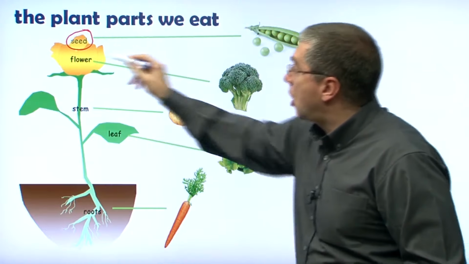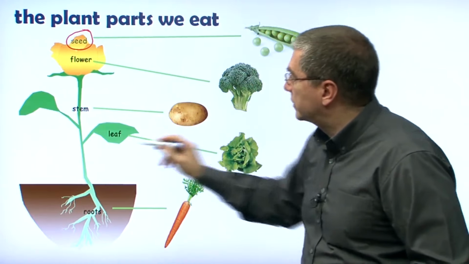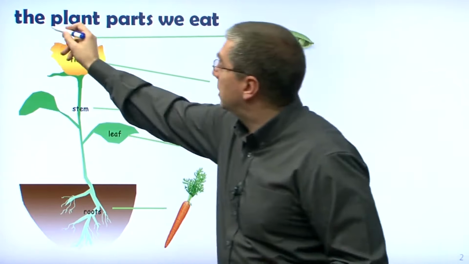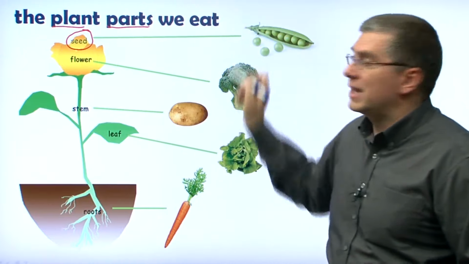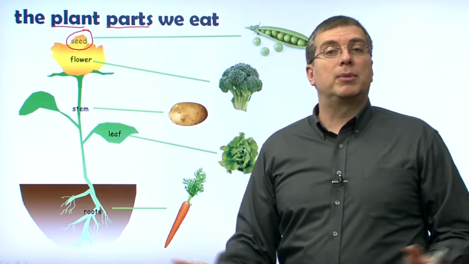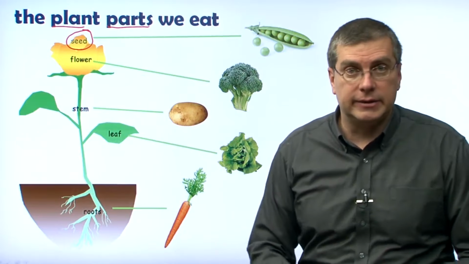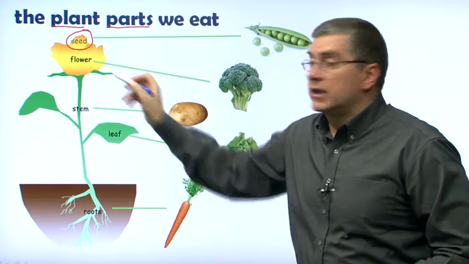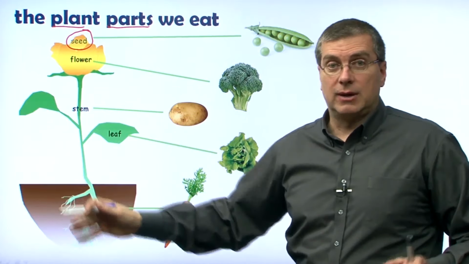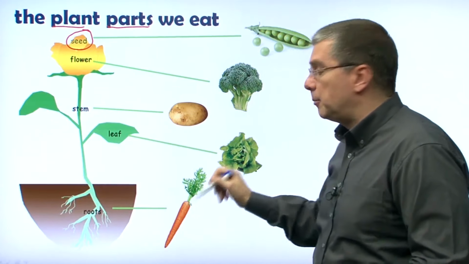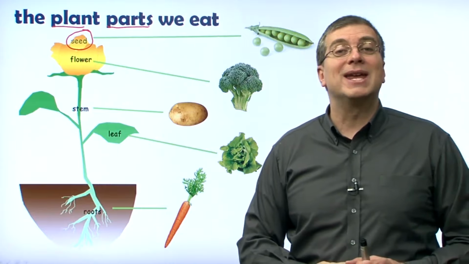And these are all different parts of the plant. The plant parts that we eat. So there are many different plants in our world. We don't eat all the plant. We eat parts of different plants, right? And we can see many different examples of the plants we eat.